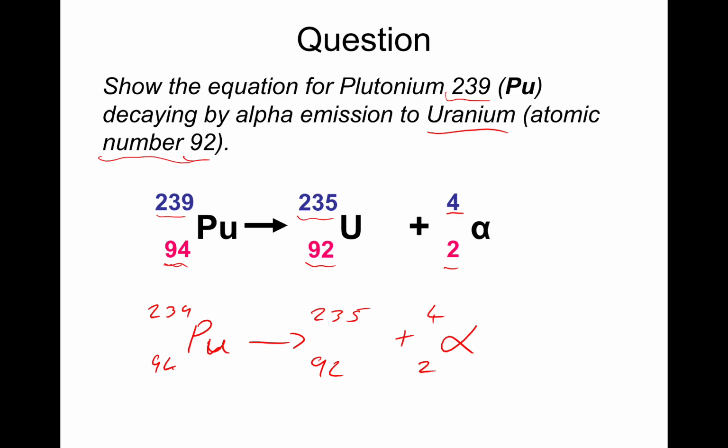Now, the element you would not need to know. In the question it says that it decays into uranium, which is fine, so you could put a U. In an exam, if it didn't, you could just put an X, which would be fine.